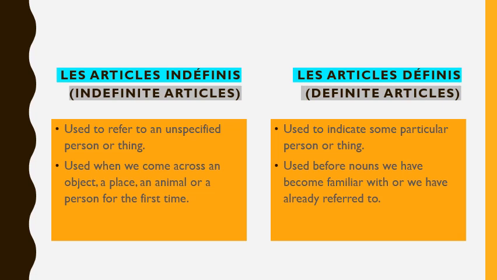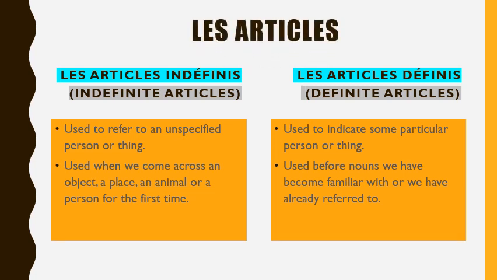The indefinite article used in English is a. If I am referring to any noun about which I have not talked about before, or that is an unspecified person or thing, I can say a boy, a girl, a pen, a chair, etc. So it is basically used to refer to an unspecified person or thing. In the same way, les articles indéfinis are also used with the nouns when we come across them, that is maybe an object, a person, or an animal, for the first time.